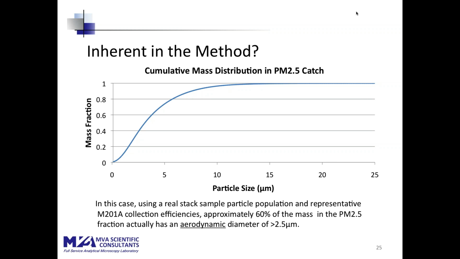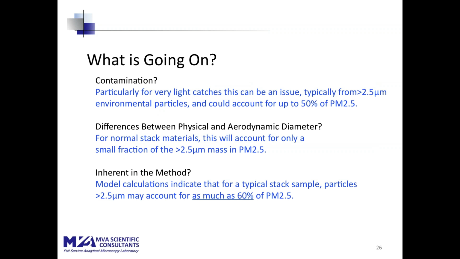So back to the question of what's going on. The first question we asked was, could it be contamination? And for very light catches, this can be an issue. It's showing up more and more in the attempts to define particulate populations by weighing them. It's seen here in method 201A in very light catches. It's seen in method 202 in light catches. Just the ability to be clean enough to have a clean sample to weigh in the face of environmental background, when you're talking about weighing samples that are a milligram or less, is a significant challenge to the analyst.